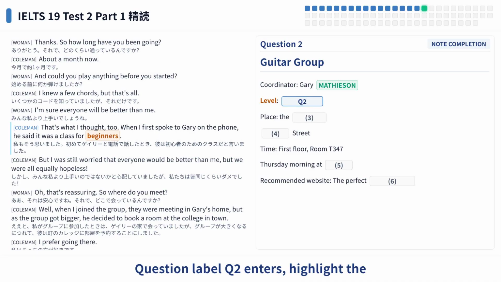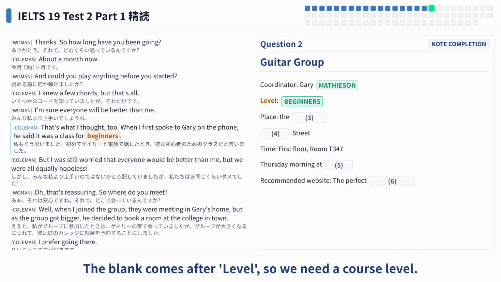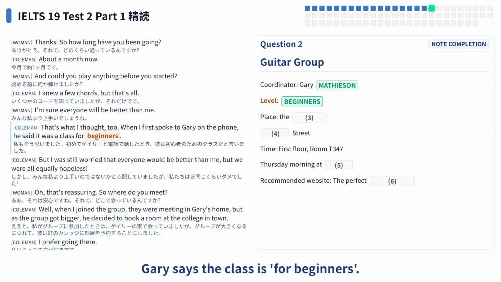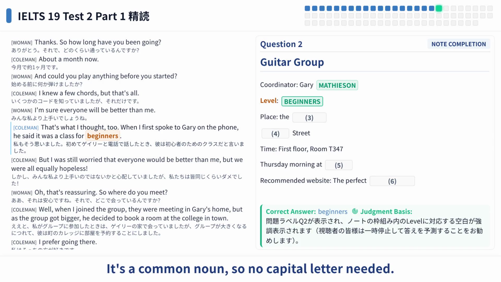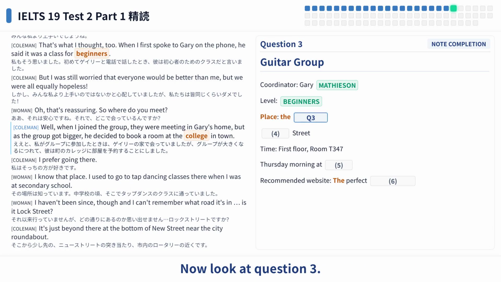Question label Q2 enters. Highlight the blank for level in the note framework. Suggest viewers pause to predict the answer. The blank comes after level, so we need a course level. Gary says the class is for beginners. The audio directly says a class for beginners, so the answer is beginners. It's a common noun, so no capital letter needed. Fill in the level blank with beginners.